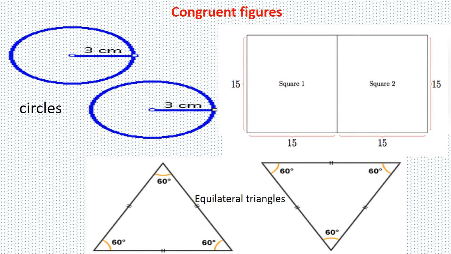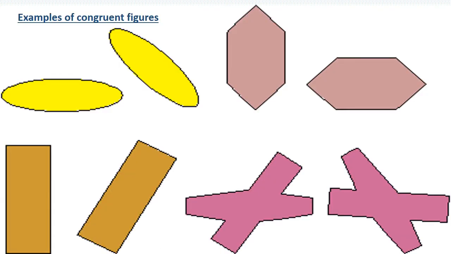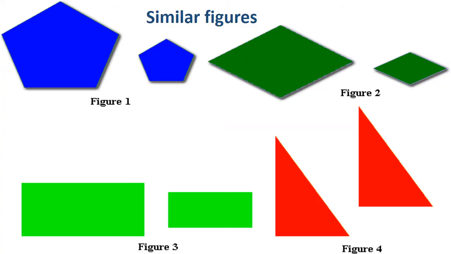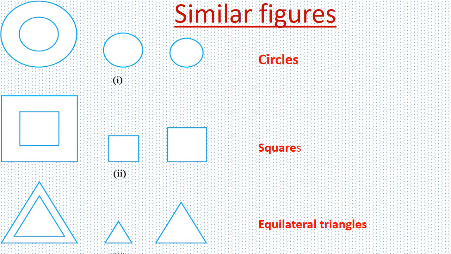All circles with same radii, all squares with same side length, all equilateral triangles with same side lengths are congruent figures. These are a few more examples of congruent figures. Now we are going to discuss about the similar figures. Two figures having the same shape and not necessarily the same size are called similar figures. These are a few examples of similar figures. All circles, all squares, all equilateral triangles are similar figures.